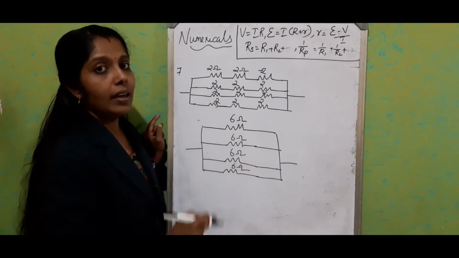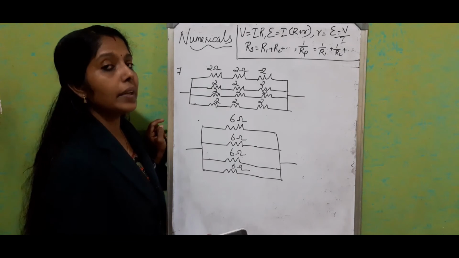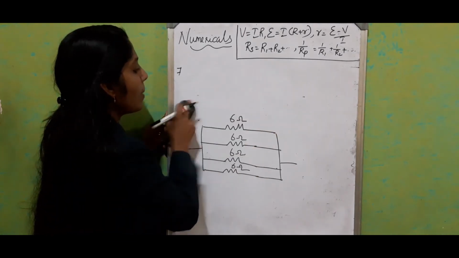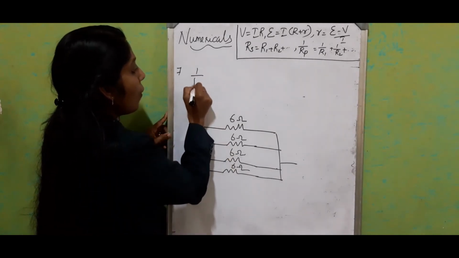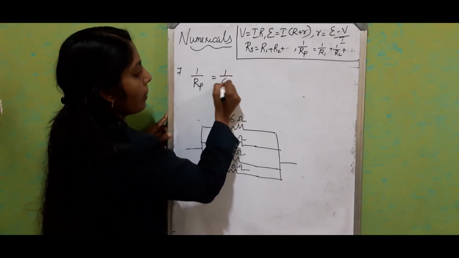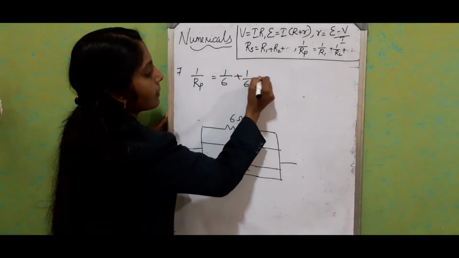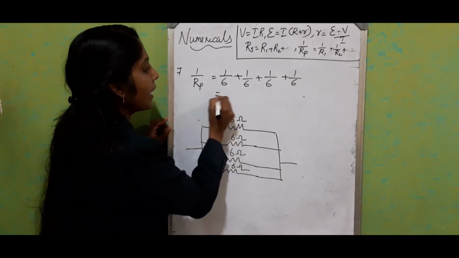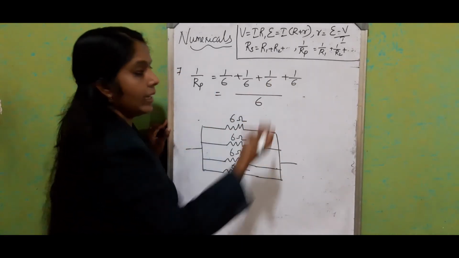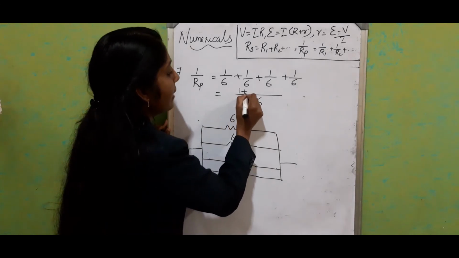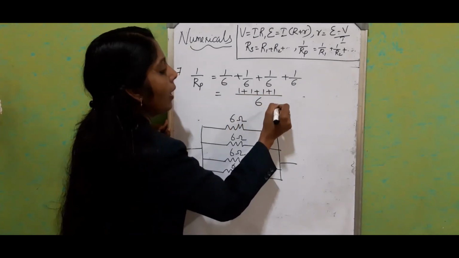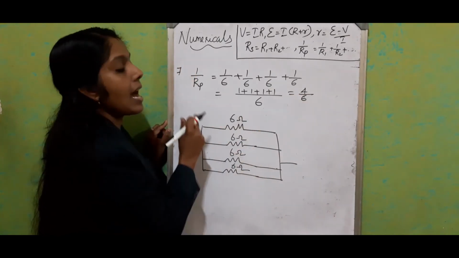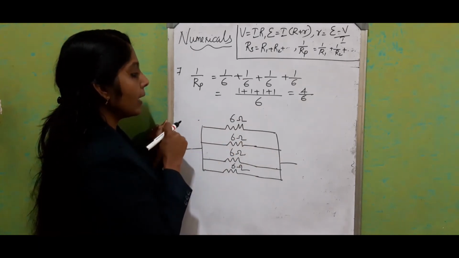Now, we will find the effective resistance in the parallel combination. Which equation do we have to use? 1 by Rp is equal to 1 by 6 plus 1 by 6 plus 1 by 6 plus 1 by 6. Here we can take 6 as our LCM. 1 plus 1 plus 1 plus 1, so we will get 4 by 6. So, 1 by Rp is 4 by 6.